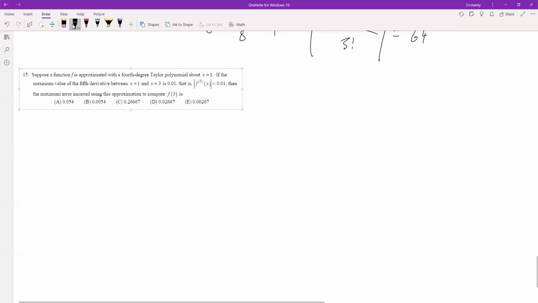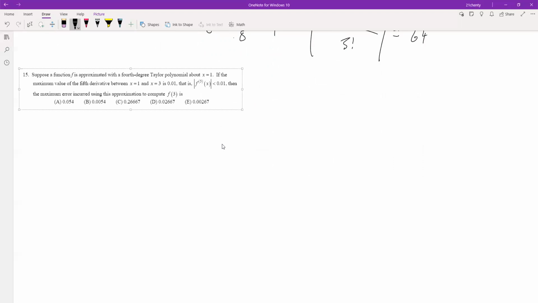So we are supposing that f is approximated with a 4th degree polynomial about x equals 1. And if the maximum value of the 5th derivative between x equals 1 and x equals 3 is 0.01, then the maximum error incurred using this approximation to compute f of 3 is one of the following.